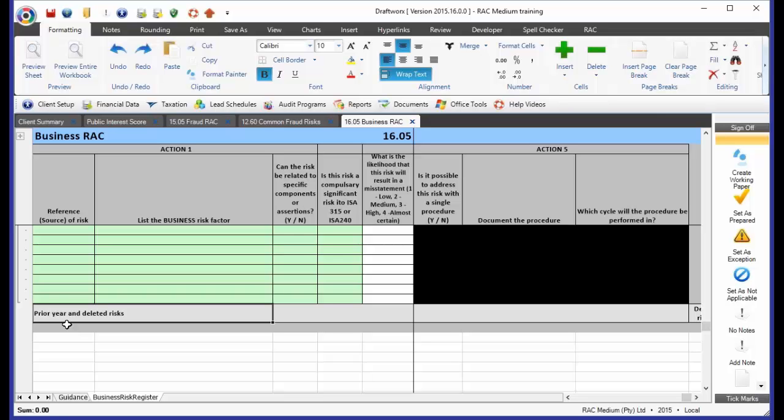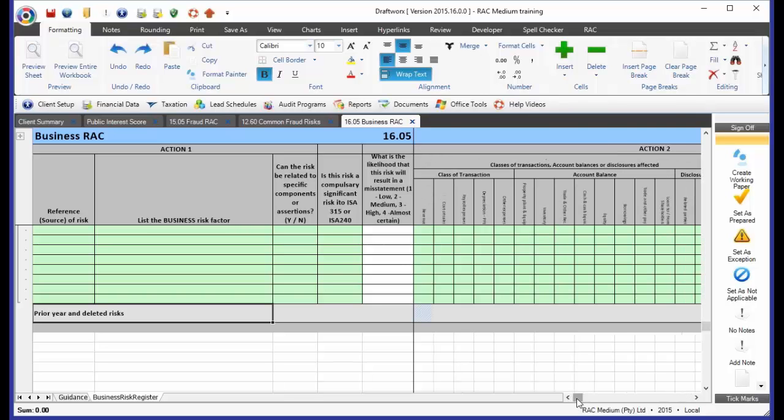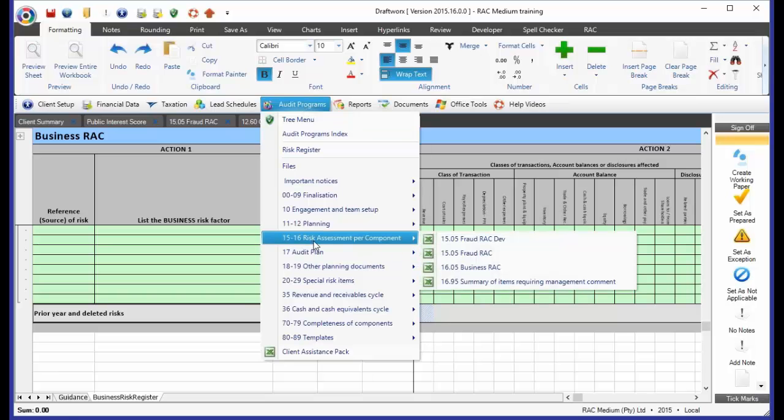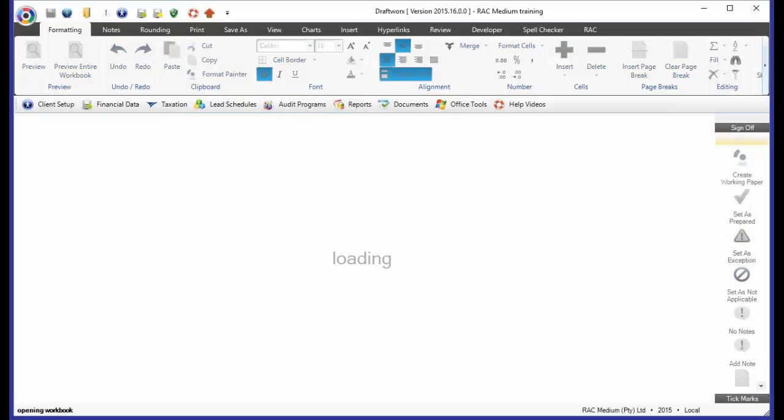Now, just as a little bit of a sneak peek at what is coming next year, we've had a lot of comments from you, our users, saying that the layout of this working paper is a little difficult. And up to now, we haven't had the technology to really do anything about it. This is still a development document, so please forgive me if there are some errors. But this is what we are doing with this business and fraud RAC going forward.